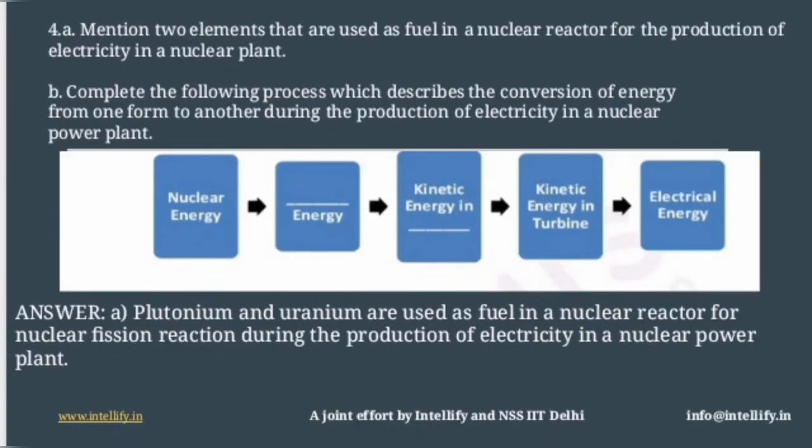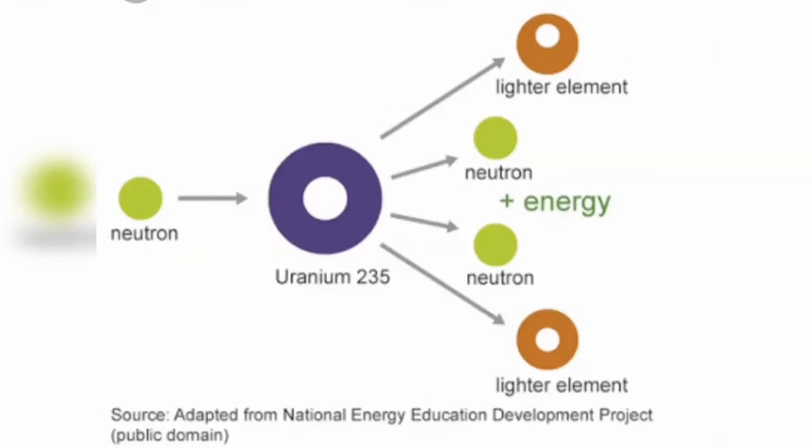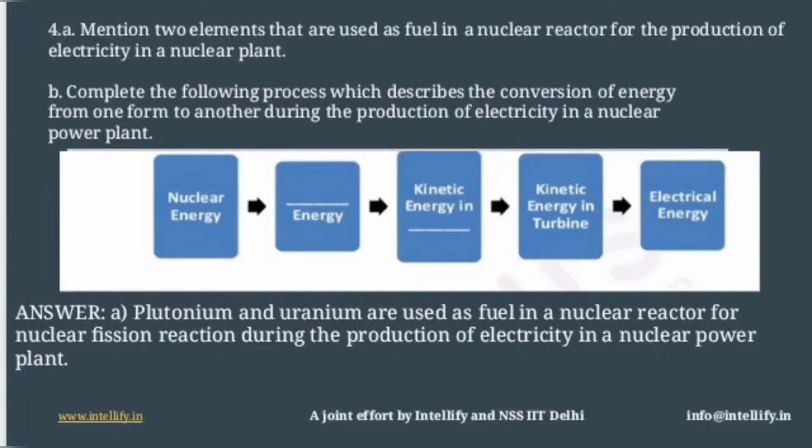Fourth question, A. Mention 2 elements that are used as a fuel in a nuclear reactor for the production of electricity in a nuclear power plant. The answer is plutonium and uranium are used as fuel in a nuclear reactor for the nuclear fission reaction during the production of electricity. First, what is meant by nuclear fission reaction? It is the splitting of a heavier nucleus into 2 or more lighter nuclei. Here the plutonium and uranium are heavy nuclei. They split into smaller lighter nuclei. During this, energy is produced. It is used for the production of electricity.